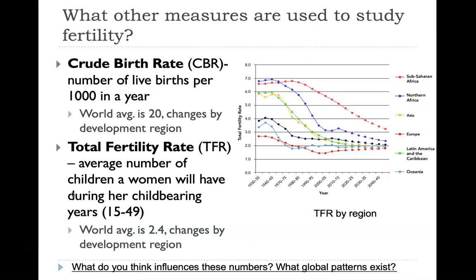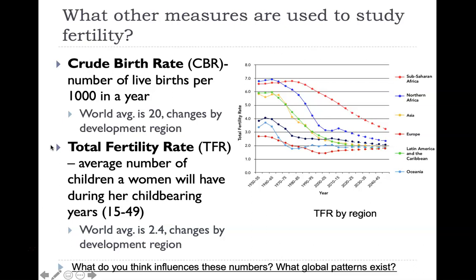Again, we know that that's a range that can not necessarily play out. People can have children in their 50s. It's very difficult. People can have children before they're 15. That happens as well. All right. The world average is 2.4, but that changes drastically between development regions, right? So if we look at sub-Saharan Africa, it's well above 3, whereas some other places are actually below 2, and we'll talk about how that matters as well.